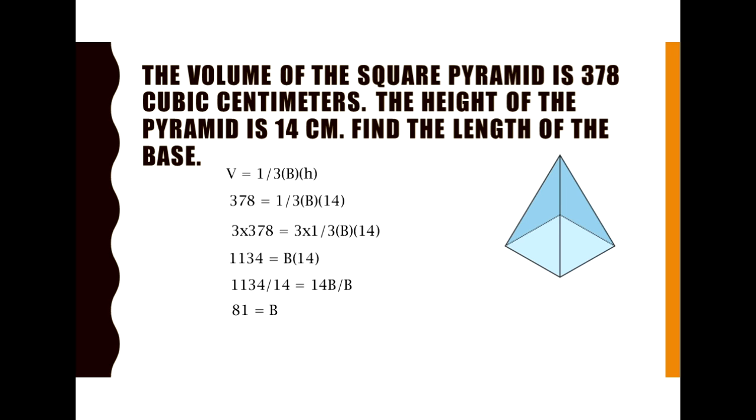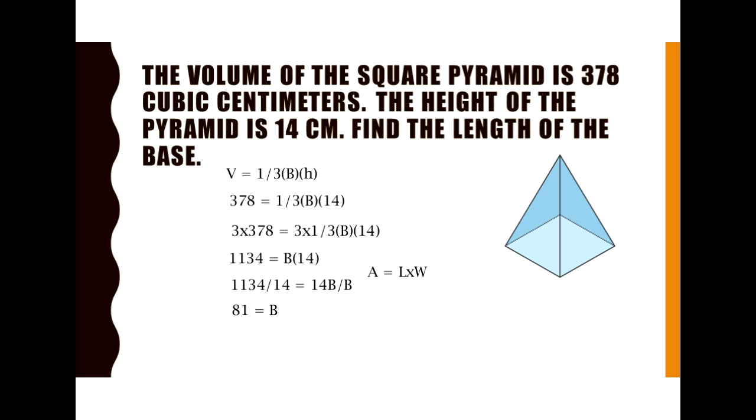The base of this pyramid is a square, and the area of a square is S squared, or you could simply use length times width. Well, I know that the area of this square is 81. And what do you know about the sides of a square? They're the same, which is why we can do S squared.